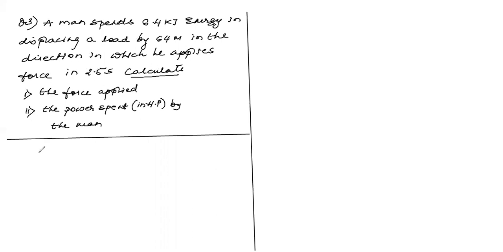So simple, beta. See what is given. I'm going to write it in short. See, indirectly, a man spends 6.4 kilojoules. Matlab, he has done a work equal to 6.4 kilojoules. So work equal 6.4 kilojoules. Matlab, 6.4 into K matlab 1000. 6.4 kilojoules is a higher unit. It's not an SI unit.